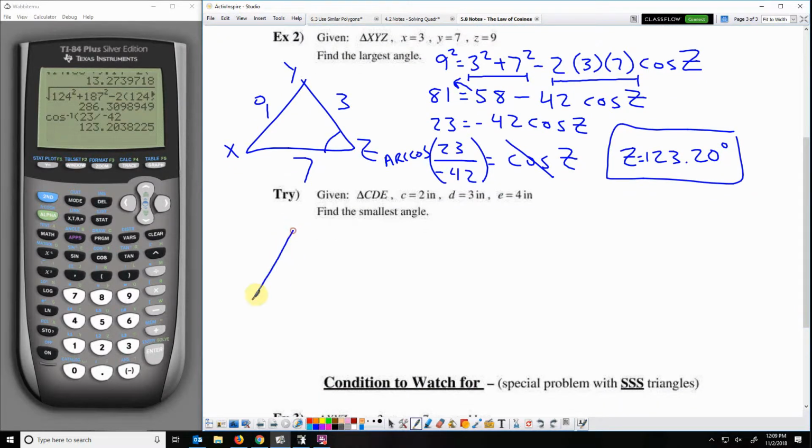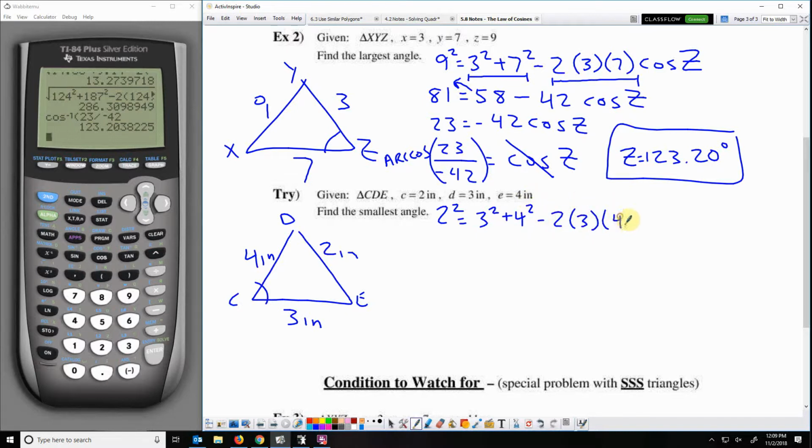Okay, we'll try another one. Triangle CDE, where C is 2 inches, D is 3 inches, and E is 4 inches. This time find the smallest angle. So that's going to be across from the shortest side of 2. So this time I'm looking for the measure of angle C. So I have to start with that shortest side. 2 squared equals 3 squared plus 4 squared minus 2 times 3 times 4. Okay, so 3 and 4 go here as well. Cosine angle C.